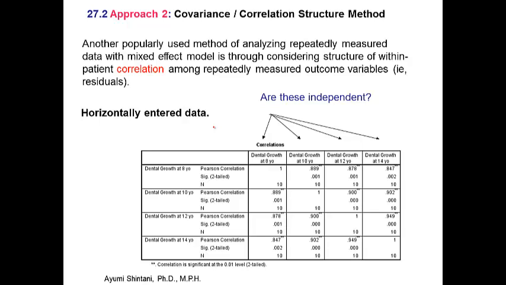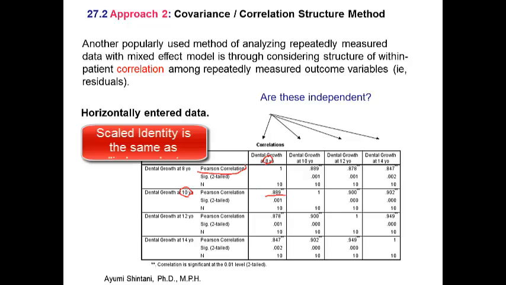Okay, so let's look at the correlation between dental growth measurements at each pair of time points. So at age 8 years versus age 10 years. All right, the correlation is 0.889. So I'm only doing a Spearman correlation.